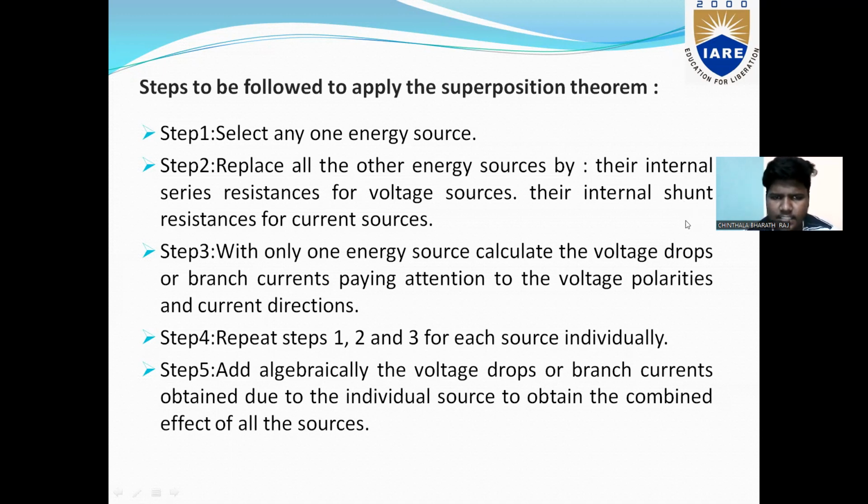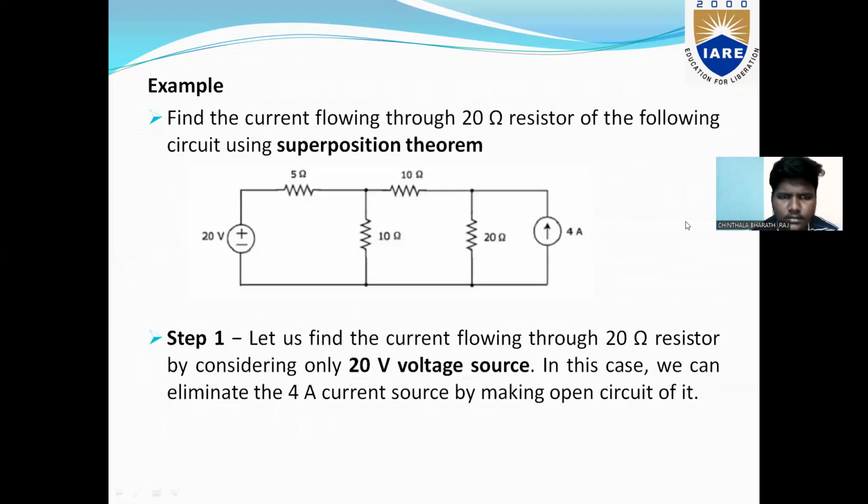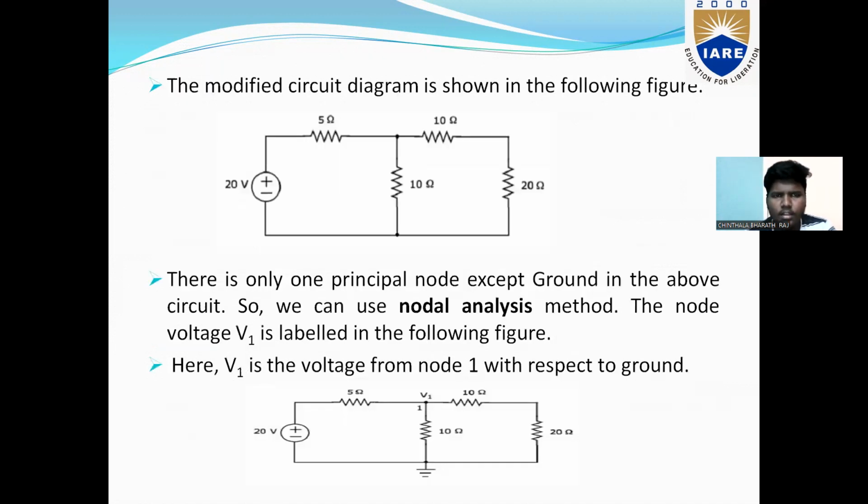Now we will see one example. Here we have a circuit with four resistors. Step 1. Let us find the current flowing through the 20 ohm resistor by considering only the 20 volt voltage source. In this case, we can eliminate the 4 amp current source by making it an open circuit. The modified circuit diagram is shown in the following figure. We remove the 4 amp current source and the modified circuit is this.